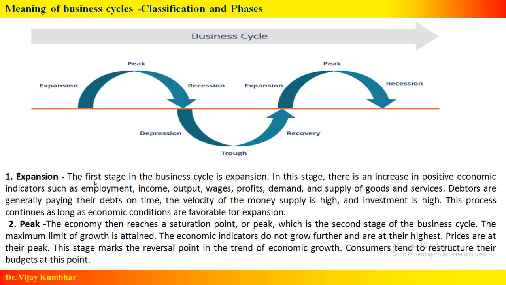Expansion is the first stage in the business cycle. In this stage, there is an increase in positive economic indicators such as employment, income, output, wages, profit, and demand and supply of goods and services. Debtors are generally paying their debts on time. The velocity of the money supply is high and investment is high. This process continues as long as economic conditions are favorable for expansion.